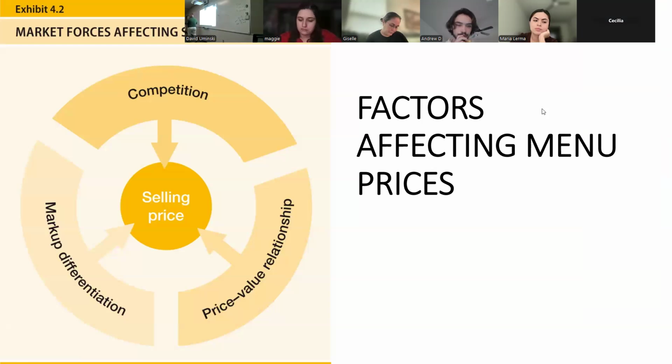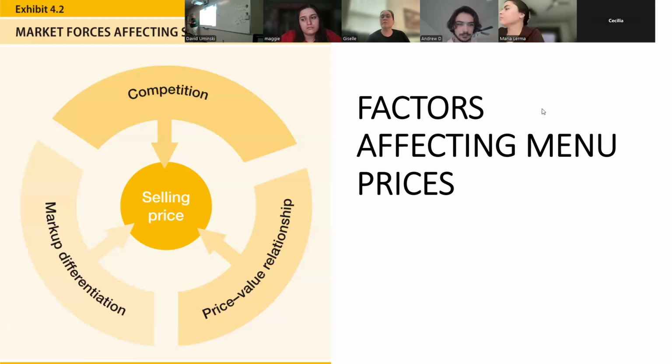Some of them are internal, some of them are external. Our major internal factor that impacts our menu selling price is the cost that it costs us to make it, right? We think about our triangle, whatever the cost is, that's going to impact what we can sell it for based on the percentages. So that's more on the internal side.